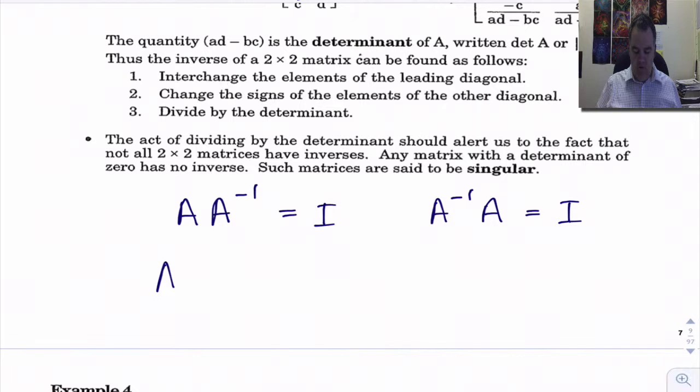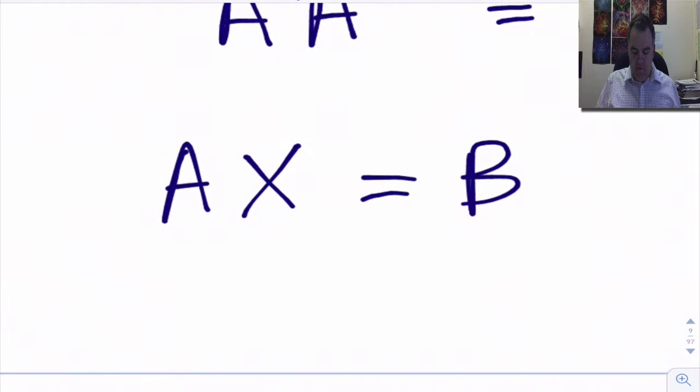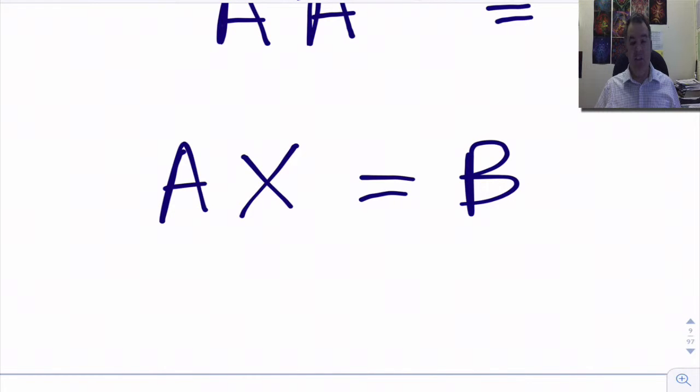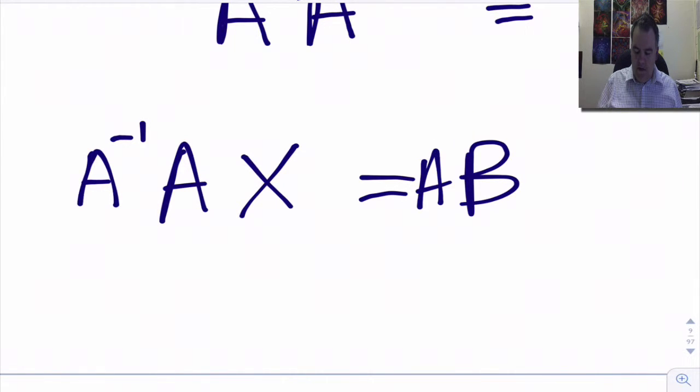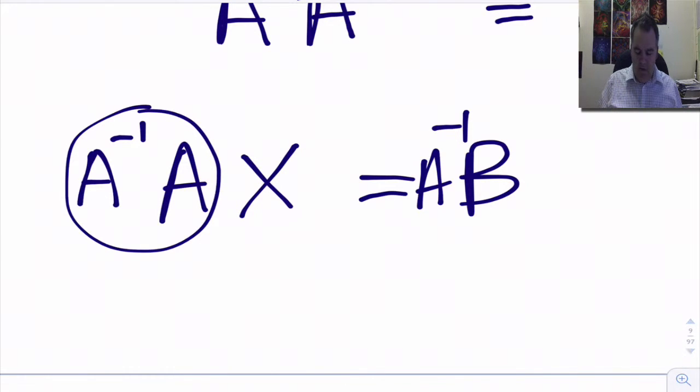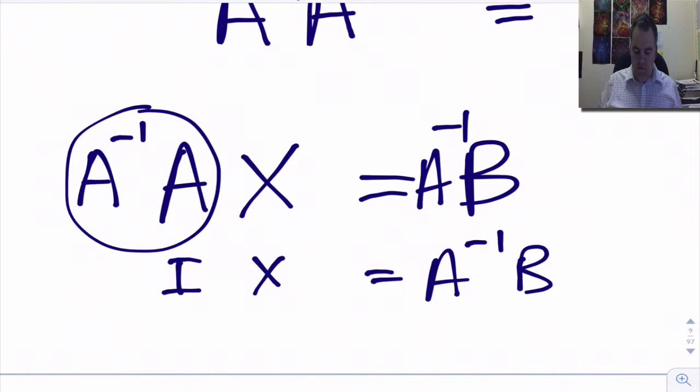If we have a system of equations, AX equals B, and let's say I want to get X on its own in that equation. Now I can't divide both sides by A. That doesn't exist for matrices. What I can do is pre-multiply both sides by the inverse of A. This gives the identity matrix, and then the identity times X is just going to be X. So there we go, we've solved that equation now. That's how we would find the matrix for X, by pre-multiplying both sides by the inverse.